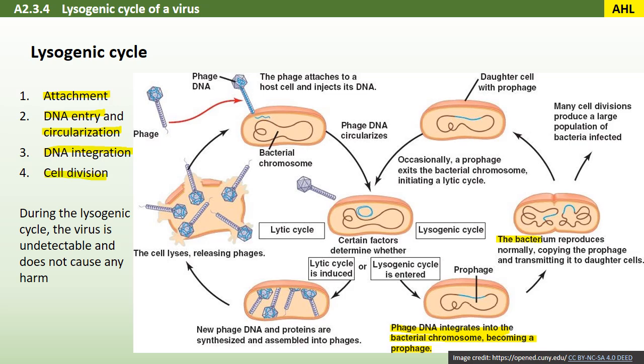As the cell divides, it copies the prophage and transmits it to the daughter cells. At the top right, you can see a daughter cell with a prophage. You see the blue phage DNA inside the bacterial chromosome. During the lysogenic cycle, the virus is undetectable and does not cause any harm.